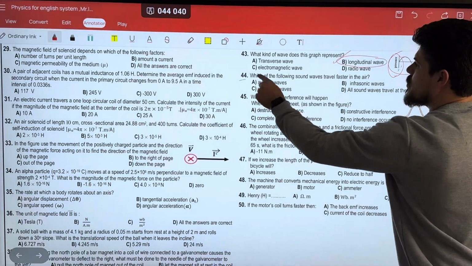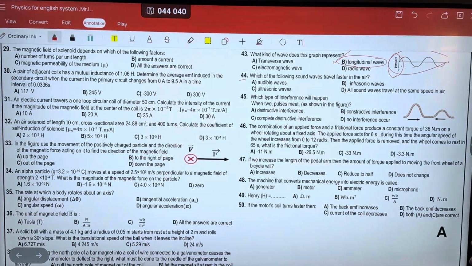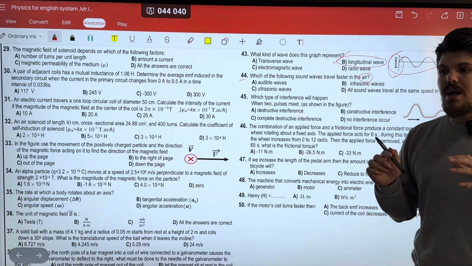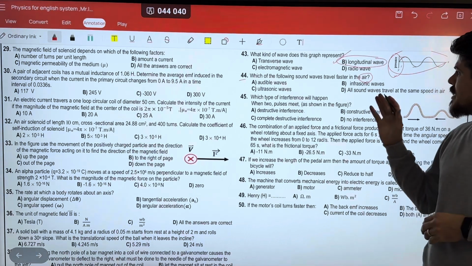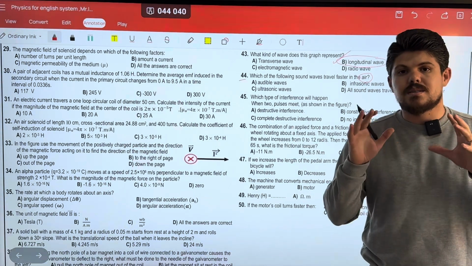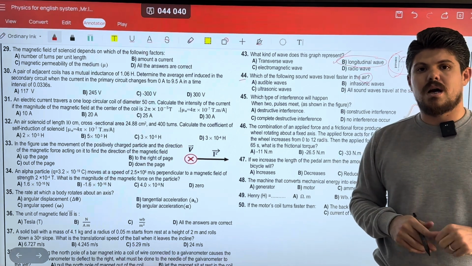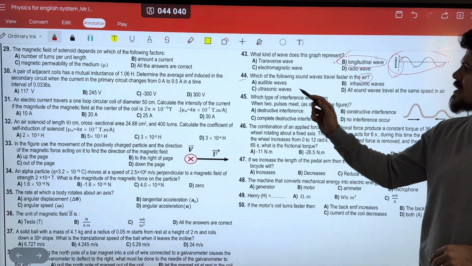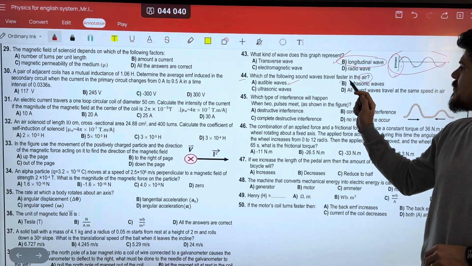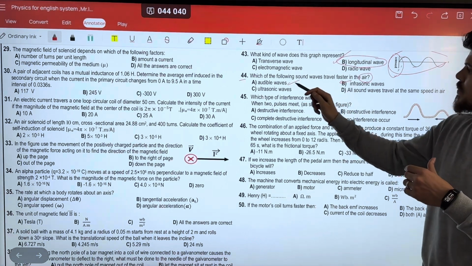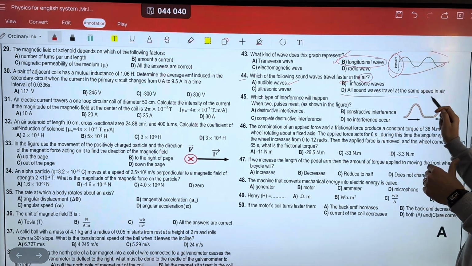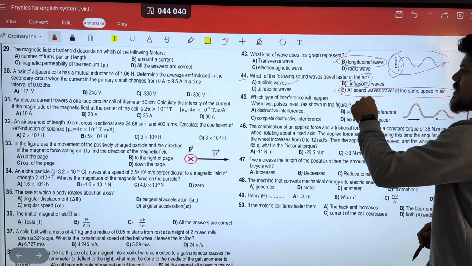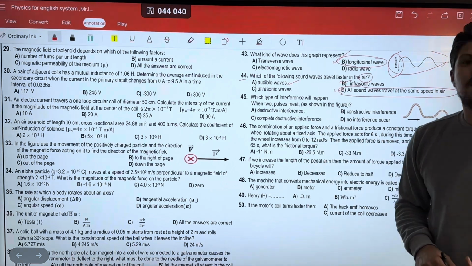Question 44, which of the following sound waves travel faster in the air? The medium is mentioned in the question. As I explained to you in chapter 4, section 1, the speed of sound in a given medium at constant temperature is the same, constant. Okay? Which sound travels faster? Audible waves? No. Infrasonic, sorry, no. Audible waves, infrasonic, ultrasonic, all sound waves travel at the same speed in the air. D is correct. Because audible and infrasonic and ultrasonic, they are the same wave.